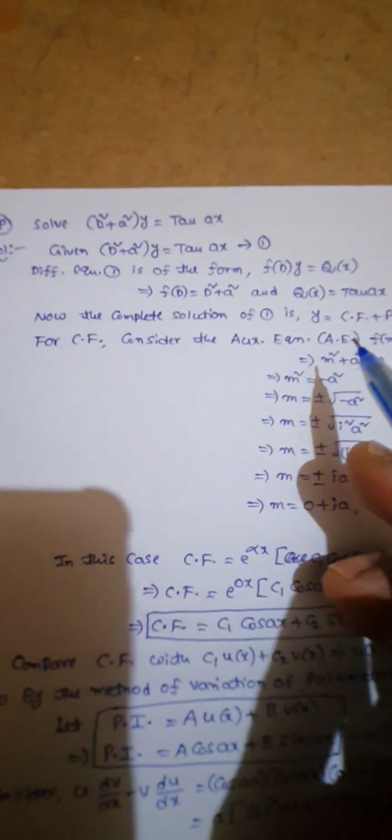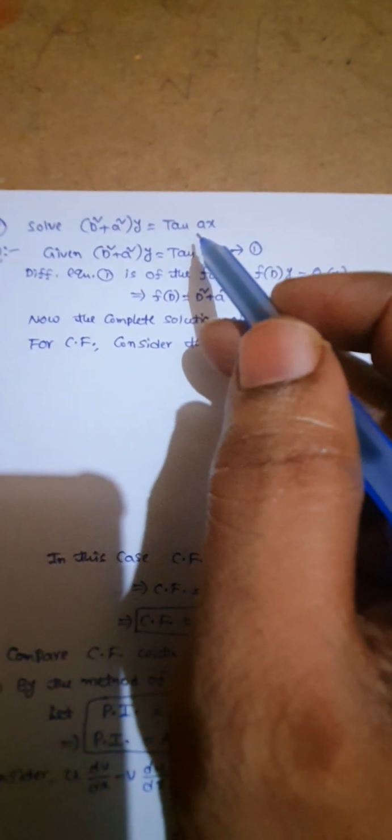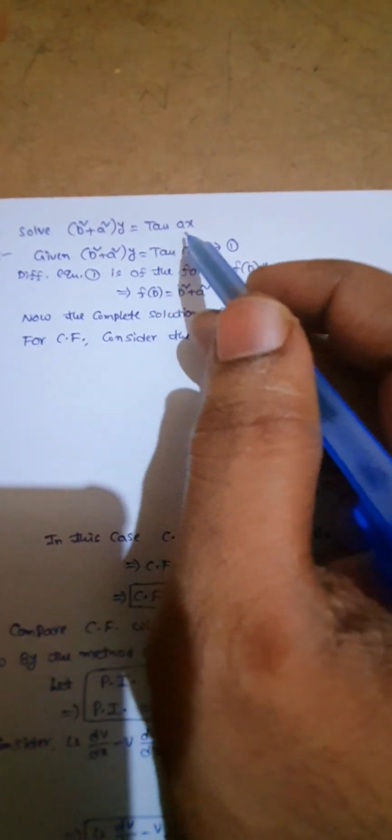In this unit of higher order differential equations, we have 5 cases related to the RHS, which we denote by q of x. The 5 cases are: when q of x equals e power ax, that is case 1; when we have sin ax or cos ax, case 2; if we have a polynomial or x power m, case 3; if we have e power ax into v of x, case 4; and x into sin or x into cos x, case 5.